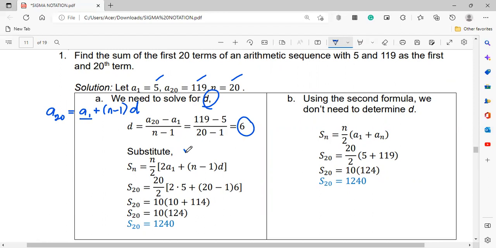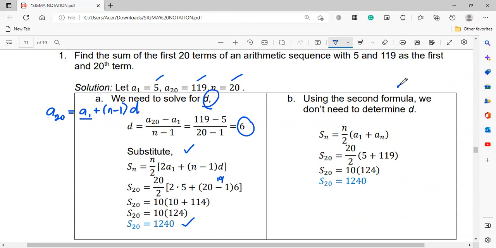And then we substitute that to the first form. We let d be 6, a sub 1 is 5, and n is 20. Okay, so 20 divided by 2 is 10, 2 times 5 is 10, plus 19 times 6 is 114, this is 19. So 10 times 124 gives us 1,240, the sum of the terms from first to 20th terms.